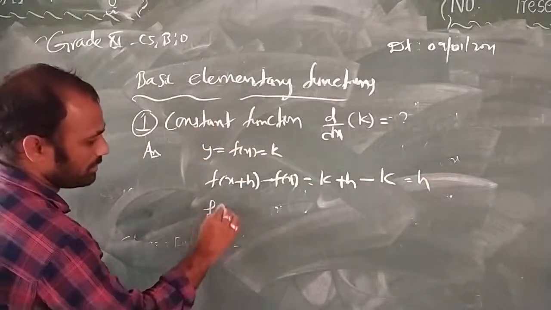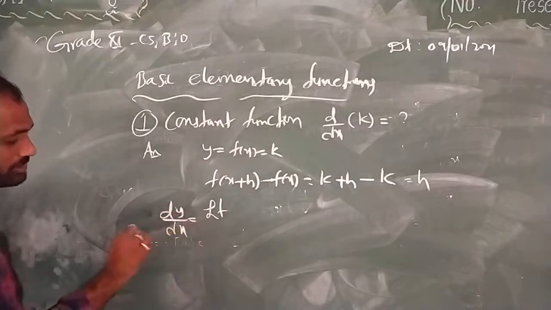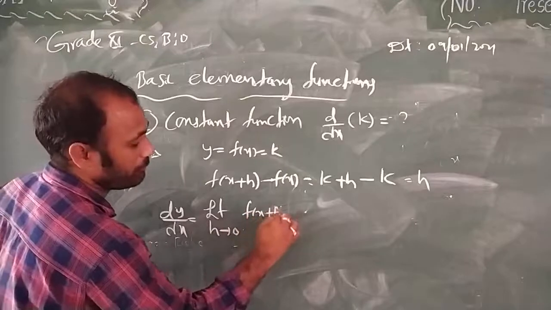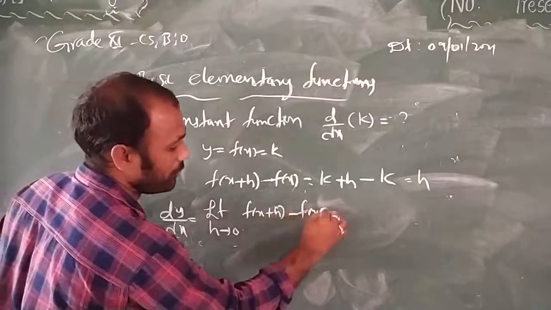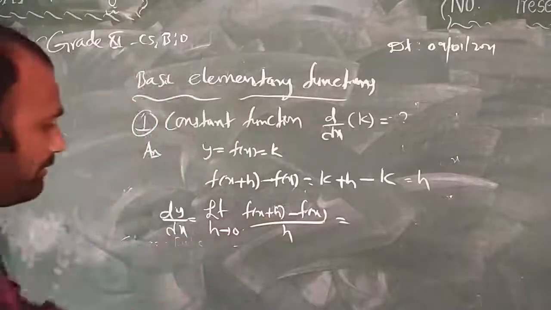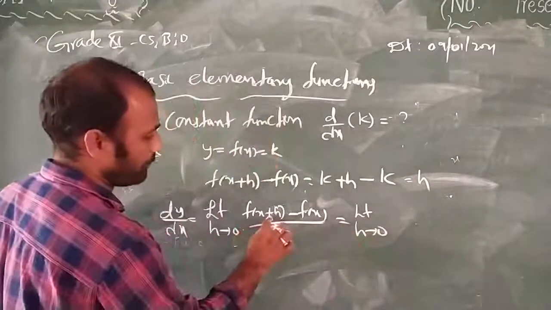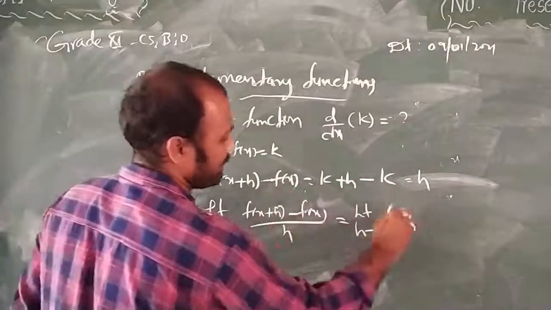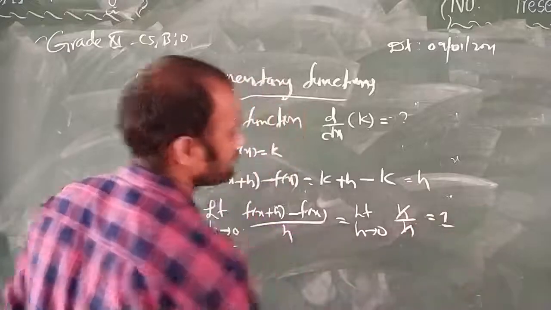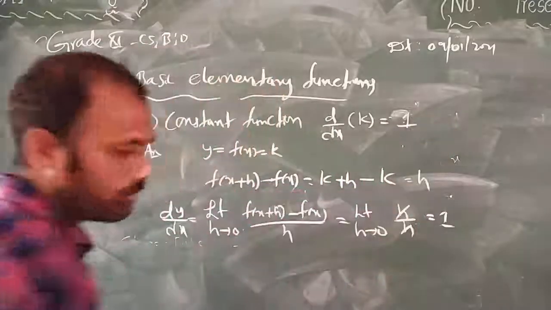So we know that the derivative, that is dy by dx or f dash of x, is given as limit h tends to 0 of f of x plus h minus f of x divided by h, which is equal to limit h tends to 0. Instead of f of x plus h minus f of x, we can write h divided by h. So the answer is 1. So the derivative of any constant function will be 1.